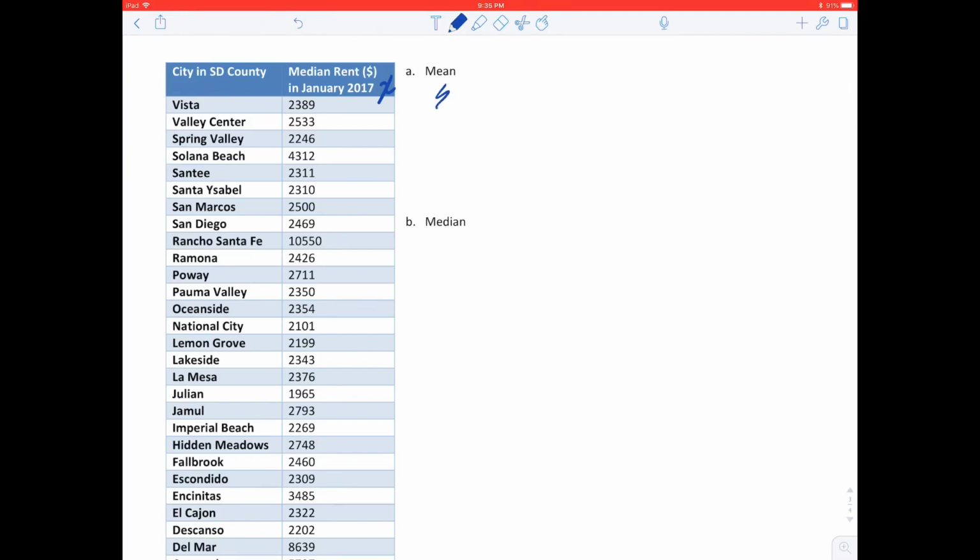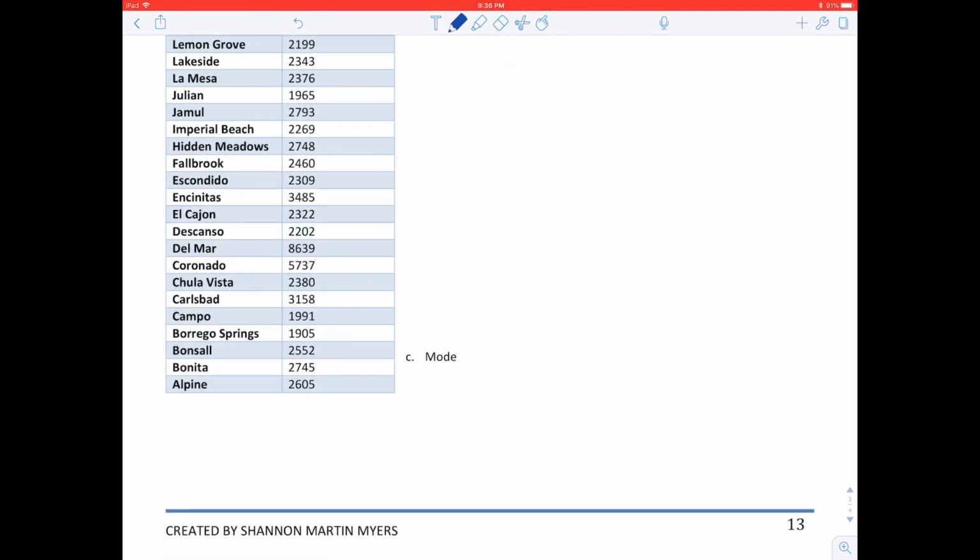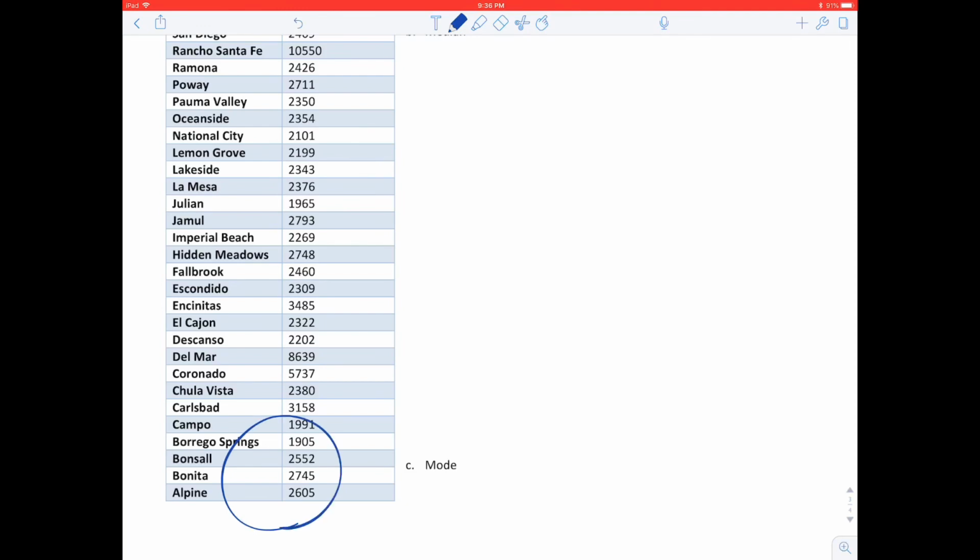Okay, so the summation from i, where i would be the index of the summation, from 1 to 35, because we have 35 of these median rent measures, and then we'll call it x sub i. So basically, what are we doing? We're doing 2389 plus 2533 plus ... until we got to 2605, which is Alpine.